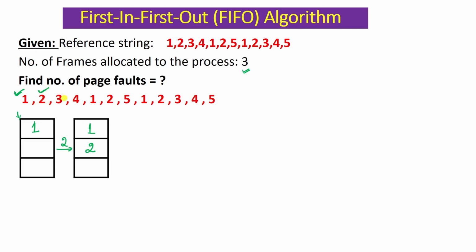Now for page 3, we can see this page 3 is not already present inside the main memory. So again a page fault will be generated. I have this free frame, after 1 and 2, and now I will place 3 here. So for 3, a page fault was generated. Now we come to page number 4. Here you can see inside the main memory, page number 4 is not present in any of the frames, right? So a page fault will be generated for 4.